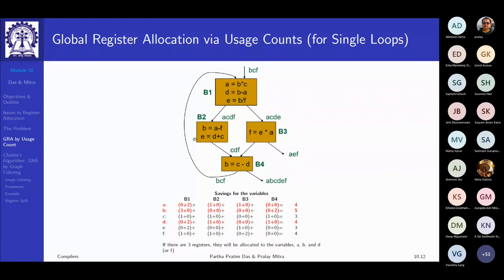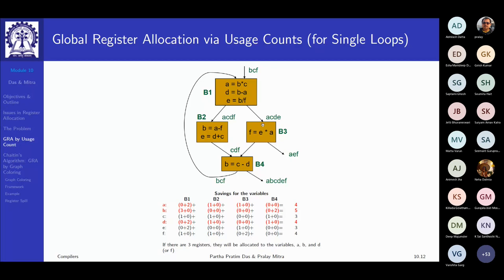Let's look at A in block B2. A is used here. It comes in as live and is used in A minus F without being defined. So I have a savings of 1. It has only one use, so I have a savings of 1. As it goes out, A has not been defined and also is not live going out of B2. So the live and computed predicate is false. It is 0.